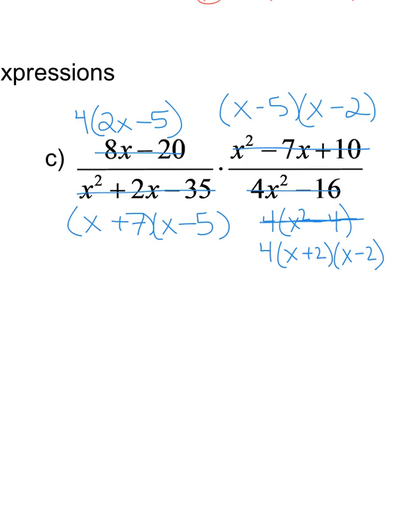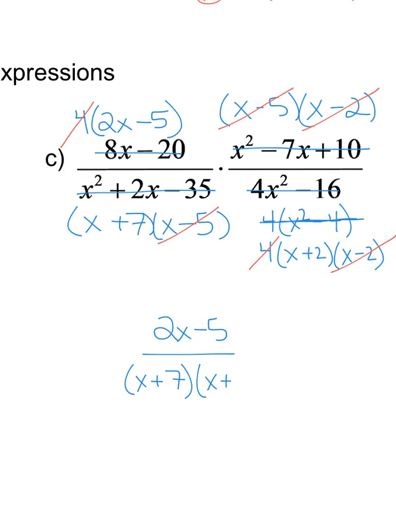When we multiply, again, just like before, we want to simplify. So if you notice, we have an x minus 5 on the top and bottom. We have an x minus 2 on the top and bottom. We have a 4 on the top and bottom. And then we can simplify. All right. Makes your life a whole lot easier. And again, you don't have to FOIL anything out. You can leave it in factored form.